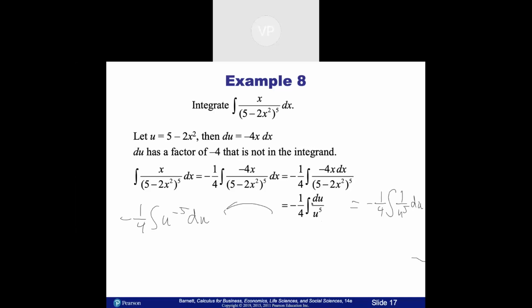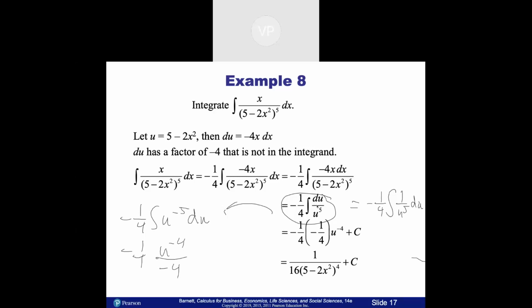So that's the same as this right here. When it's a u on the bottom, it's like a power of u to the negative 5. And now we can add 1 to the power, which becomes a negative 4. Remember, you're adding 1 to the negative 5, which is a negative 4. And then we divide this by negative 4. And that's how they get that answer right there on the bottom. And then, of course, the negative 1/4 and the negative 1/4 becomes a positive 1/16.